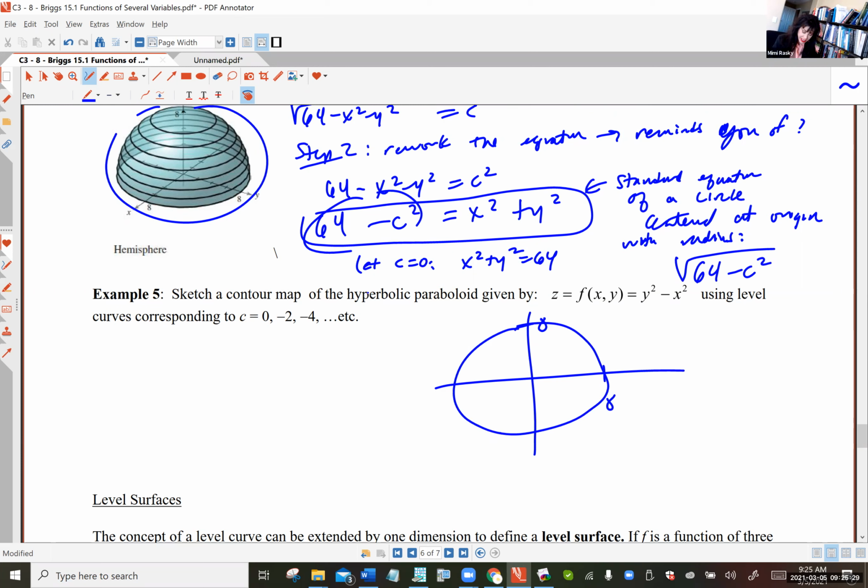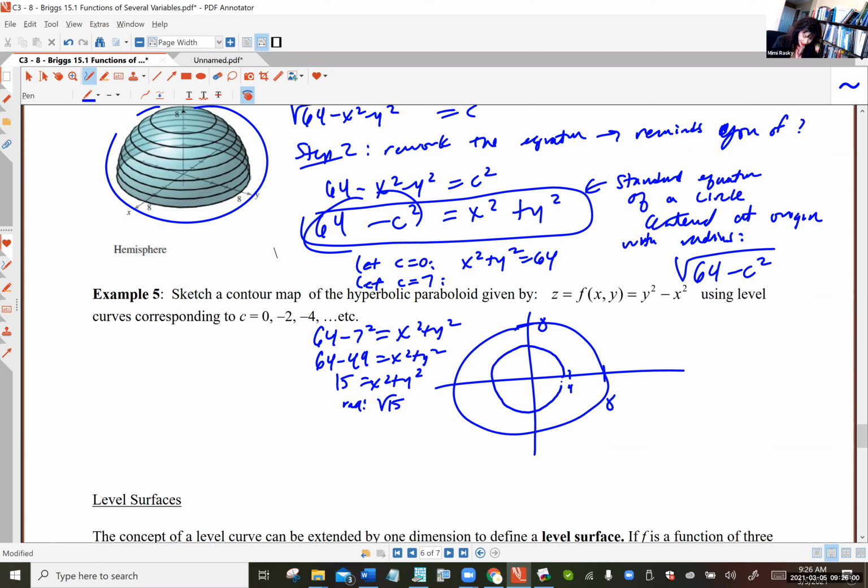Let's try another one. What if I let c equal 7? Then I'd have 64 minus 7 squared equals x squared plus y squared. What the heck is 64 minus 49? I don't know, 15? So this is going to be a circle with radius square root of 15, which is a little less than 4. Okay, so here's the 4. So that level curve would look kind of like that.